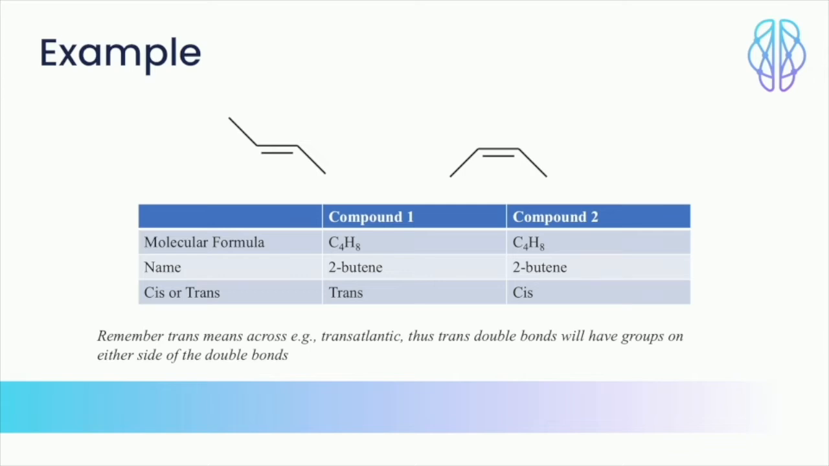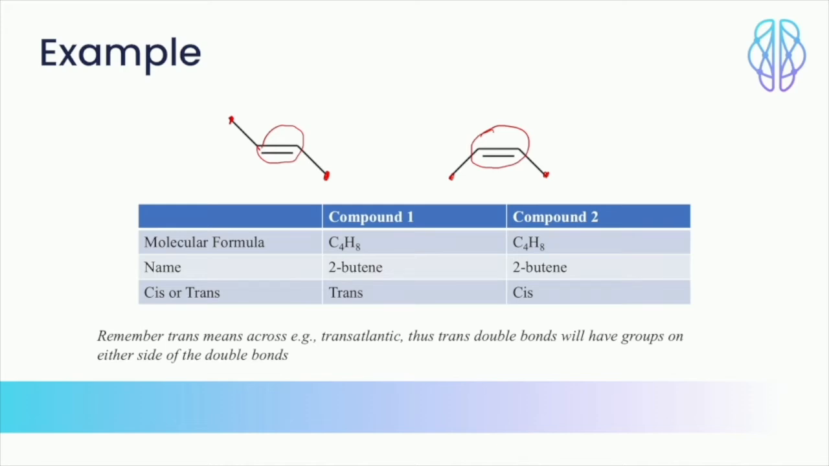If we look on the left-hand side, and I isolate this double bond, we've got one methyl branch on one side of the double bond, one methyl branch on the other side. On the right-hand side, we have methyl branches on the same side of the double bond. So that's what I mean when I say stereoisomers are isomers that differ in the way that atoms are arranged in space. Clearly, if the methyl groups are on either side versus one side of the double bond, that's a difference in the way the atoms are arranged in space, right?